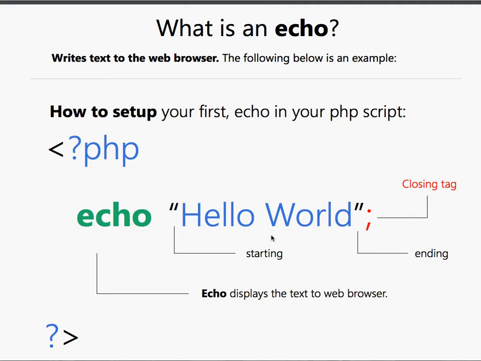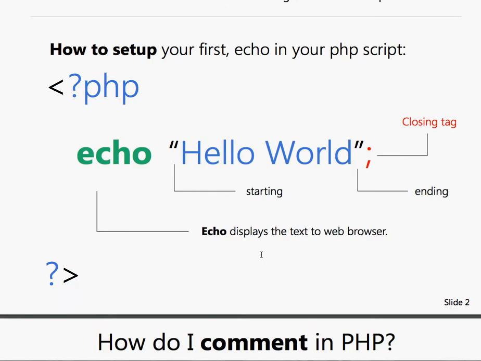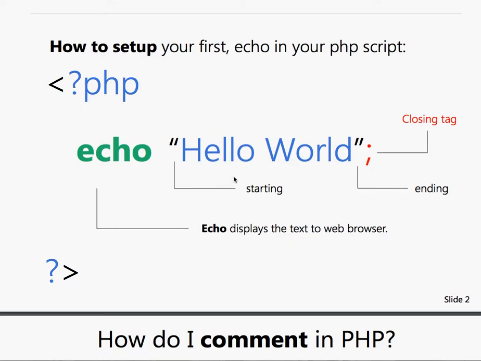semicolon. The semicolon is the closing tag. The beginning quote and the ending quote are the starting and the ending. And the echo is just how it displays it to the web browser. That's what shows up on the browser. So this is what you're basically going to see on your web page.